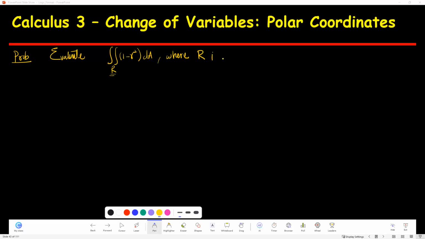This R is the upper half of a unit circle. Unit means one, circle means circle. What does unit circle mean? A circle that has radius equal to 1. That is a unit circle.